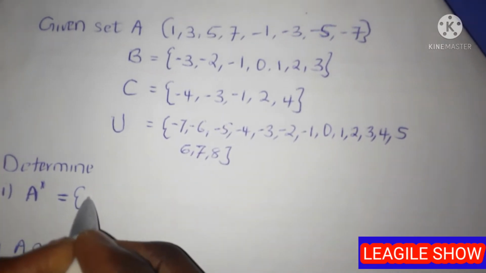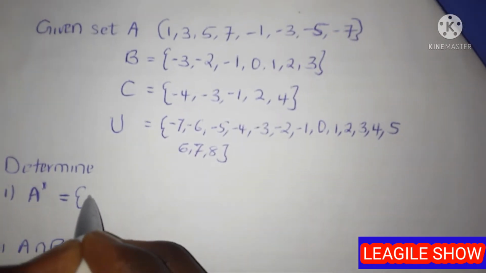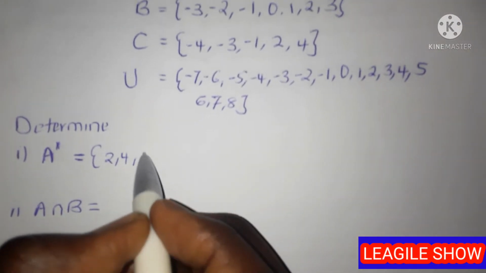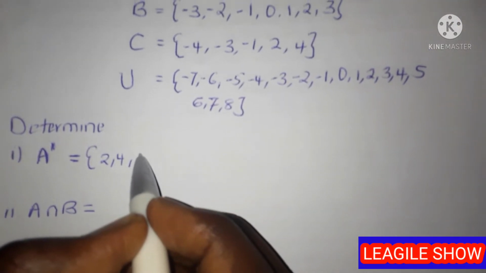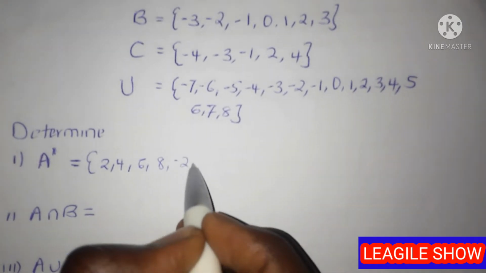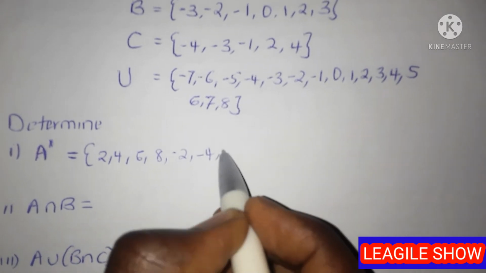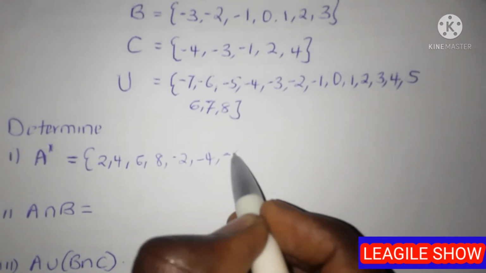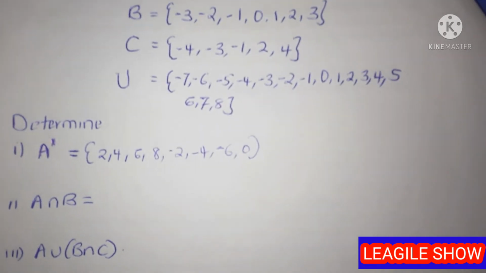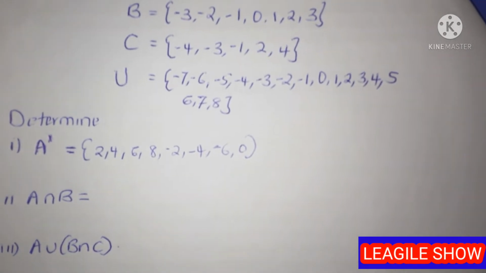for example, here we are having 2, 4, we have 6, 8, -2, -4, -6 and 0. So that is the complement of set A.